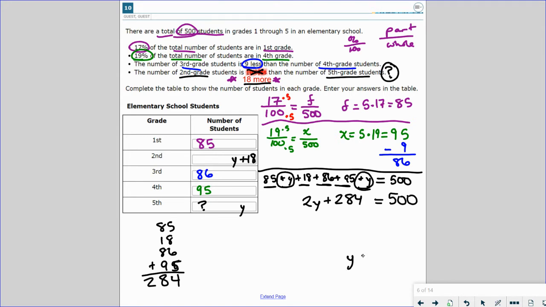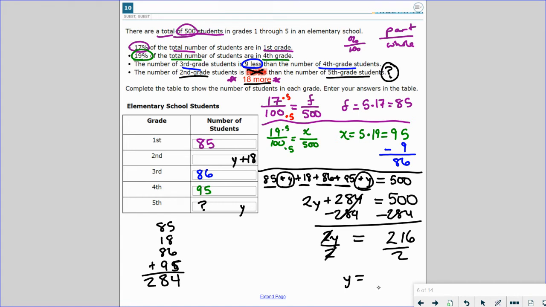And now our goal, let's find out what y is. So let's go ahead and subtract 284 from both sides, leaving us with 2y's equaling 216. 16 would get us up to 300, and another 200 would get us up to 500. But we don't want to know what 2y's are equal to. We want to know what a single y is equal to. So let's divide both sides by 2. And in this case, y is equal to 108.